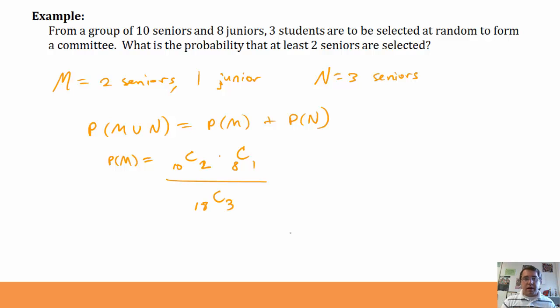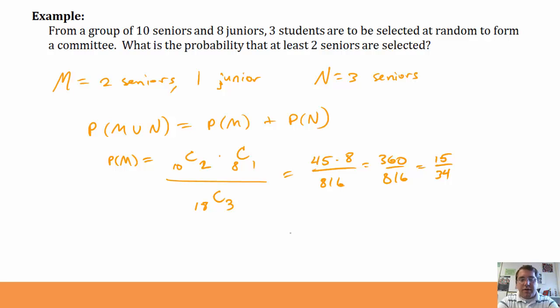So that's the way we calculate a probability. The number of ways I can get what I want divided by the number of total possible outcomes. So it's the number of ways I can get 2 seniors times the number of ways I can get 1 junior divided by the number of committees I can form. So that's 45 times 8 divided by 816. If you just work out the combinations, 45 times 8 is 360 divided by 816 simplifies to 15 over 34. That's the probability of M.